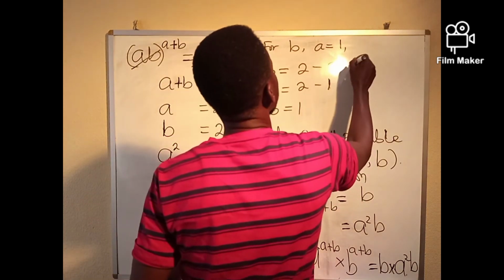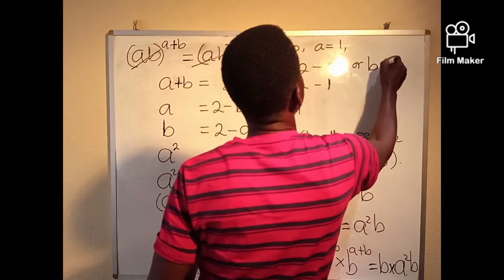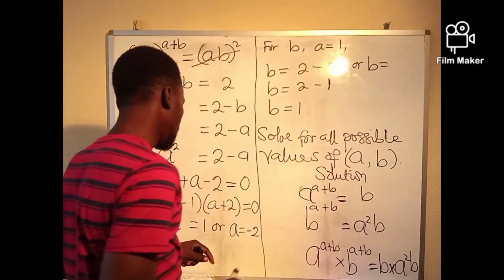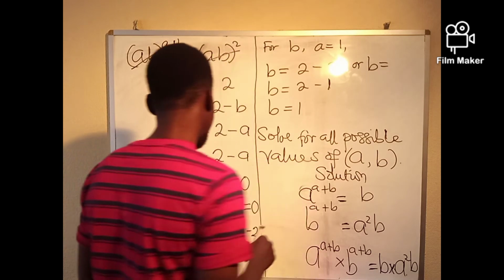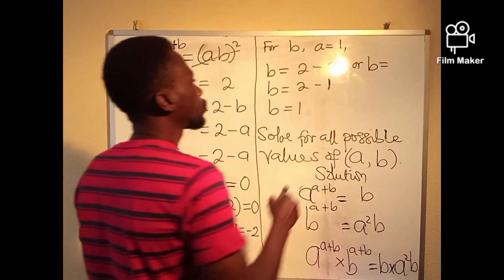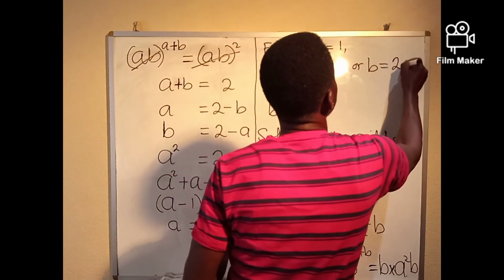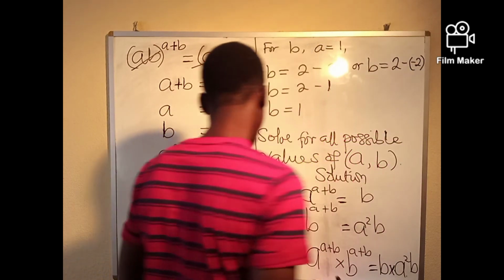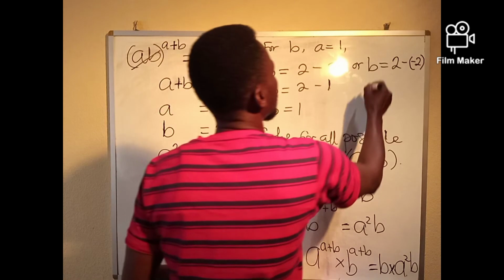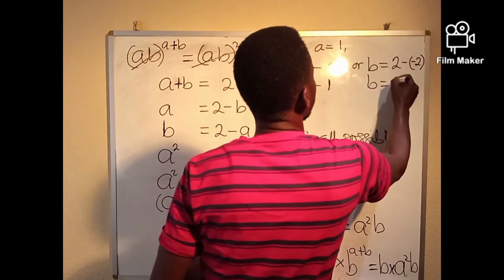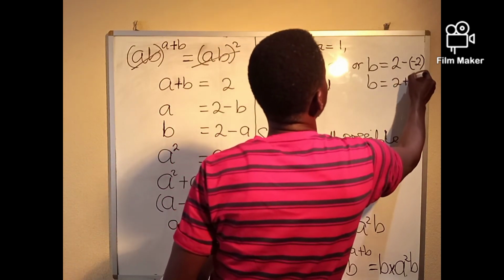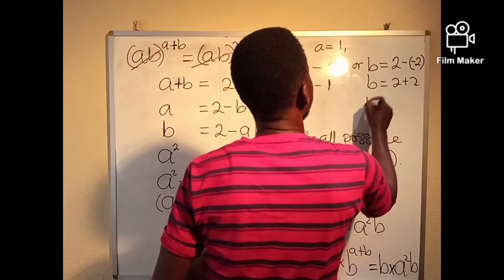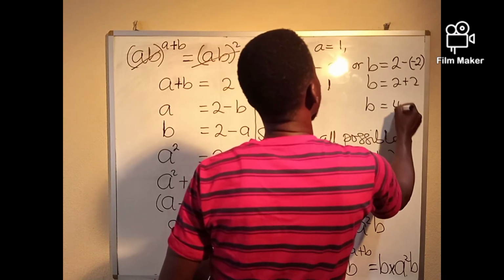Or we shall come here and say that b will be equal to, when a is equal to negative 2, b is equal to 2 minus a. So b is equal to 2 minus negative 2. Remember that a is negative 2. So we shall have b equal to 2 plus 2, and so we shall have b equal to 4.